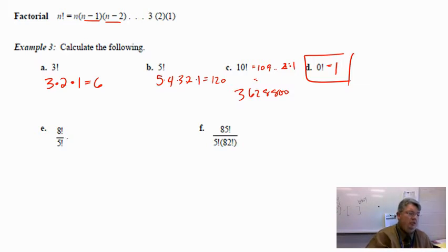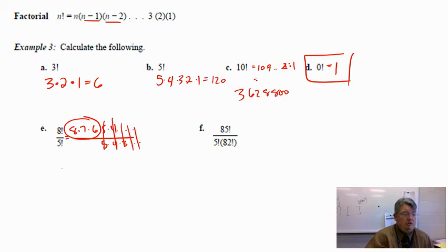However, 8 factorial over 5 factorial. I want you to notice something. 8 factorial means 8 times 7 times 6 times 5 times 4, all the way down to 1, right? 5 factorial means 5 times 4 times 3. Wait a second. You see how 5 is going to cancel, 4 is going to cancel? In fact, everything will cancel except for this. So if you have a factorial over factorial, think 8 minus 5, that means only the top 3 numbers are going to count. And so 8 times 7 times 6 gives me 336.